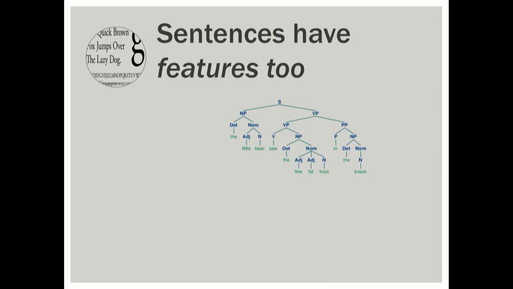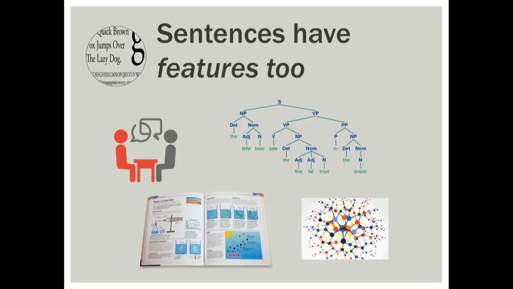Sentences have features, too. So we already talked about syntax. The syntax of a sentence is one of its features. But there's more to that. Sentences are there for a reason. They have objectives, roles. They have associations between the sentences. The association between what I said before and what I'm saying now.